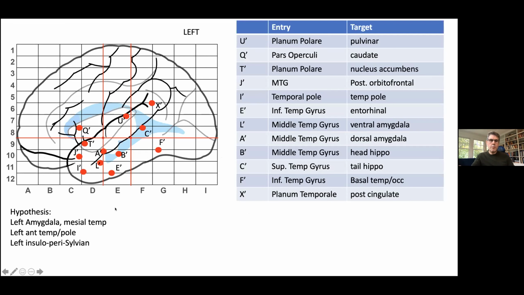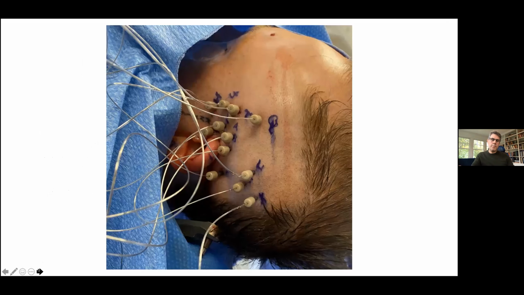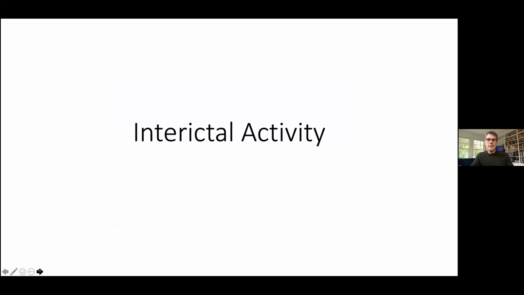Very briefly, this is the planning of the temporal perisylvian implantations that we performed with him, with electrodes in the amygdala, temporal pole, entorhinal, head and tail of the hippocampus, and also in the perisylvian compartments, supra and infrasylvian. And this is the intraop picture of the SEEG with orthogonal electrodes with no complications intraop. The implantation was smooth and with no challenges. The post-op CT shows no hematoma.